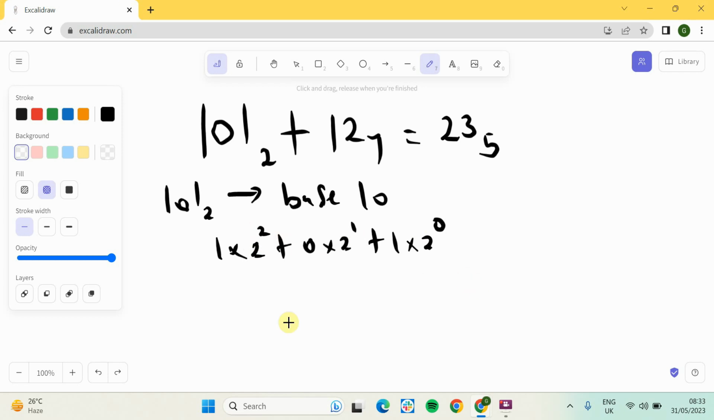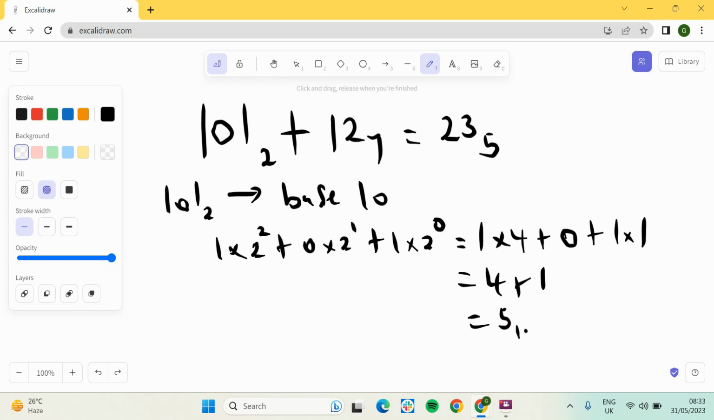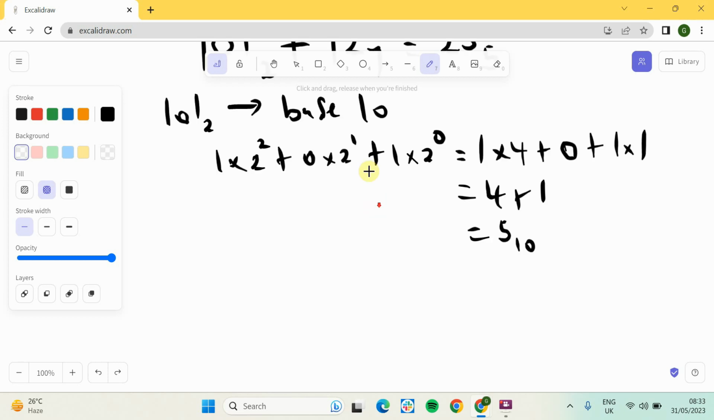This is like a revision of what we've been doing. So 1 times 2 squared is going to be 1 times 4, plus anything multiplied by 0 is 0, plus 1 times 2 raised to the power 0. 2 raised to the power 0 is 1, so 1 times 1, right? So 1 times 4 is 4 plus 0 plus 1, and this is going to give us 5. So this is 5 in base 10, right? Now you can try your hands on 12 in base y. Let's see. Welcome back. So 12 in base y to base 10.